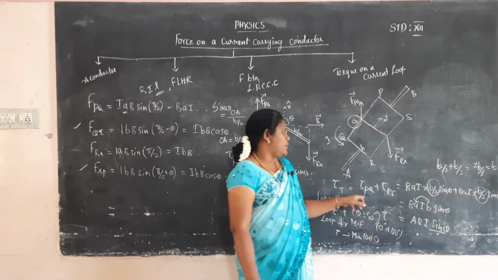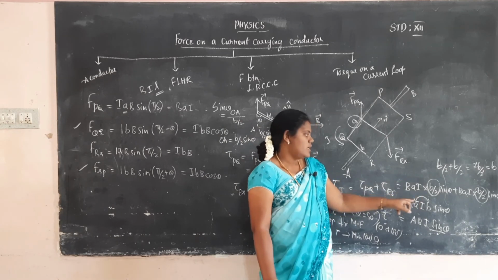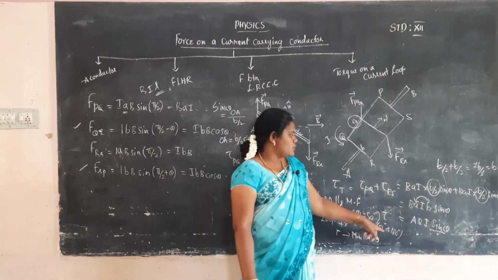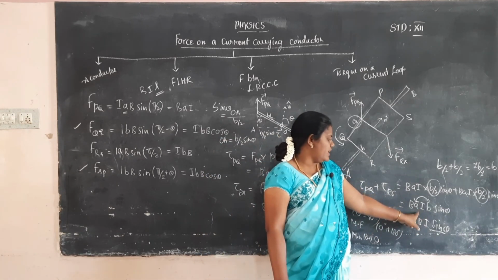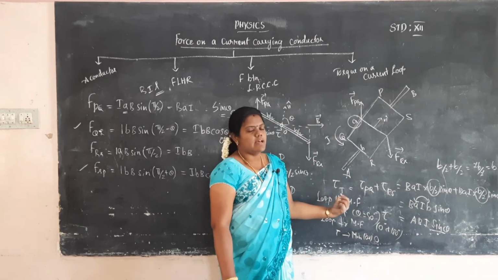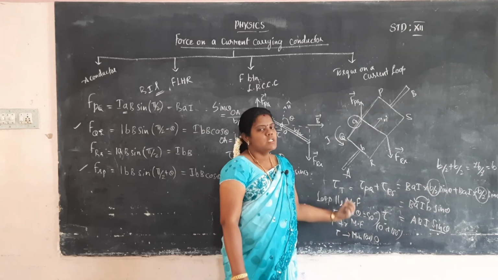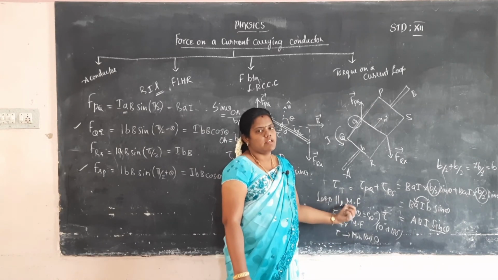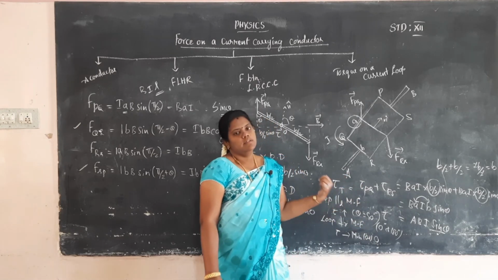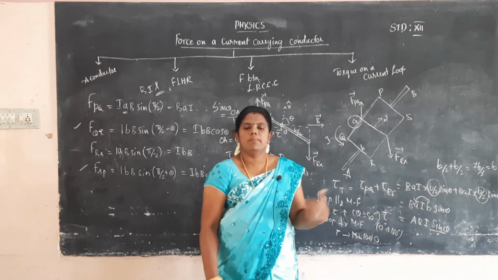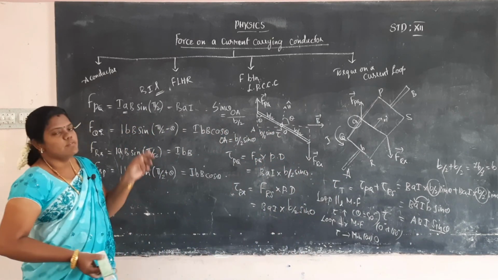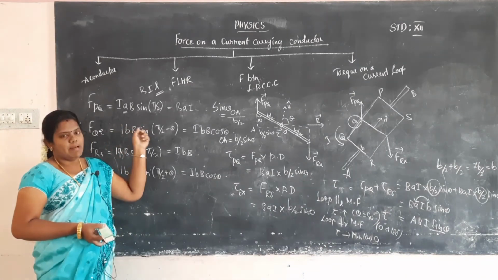Total torque is equal to tau PQ plus tau RS, that is B A I b sin theta. So A b is area, so substituting, torque is A B I sin theta. When the loop is parallel to the magnetic field, the torque is maximum. When the loop is perpendicular to the magnetic field, the torque acting on the loop is minimum.